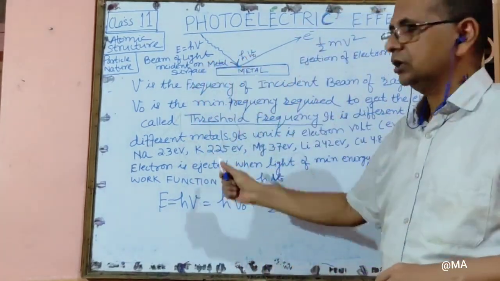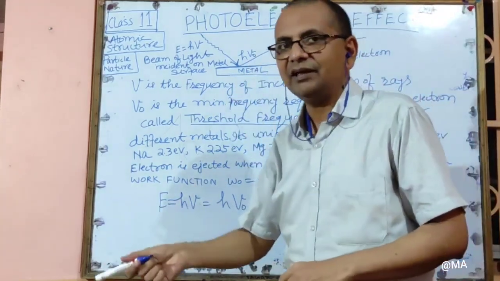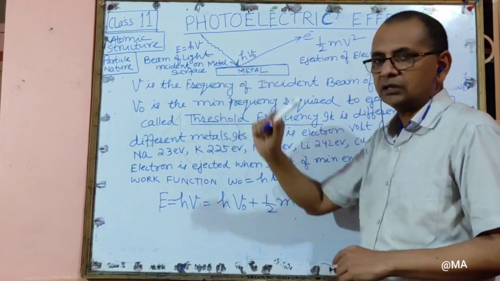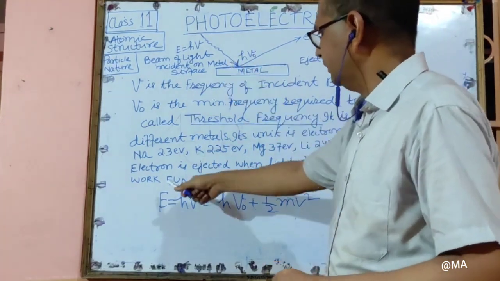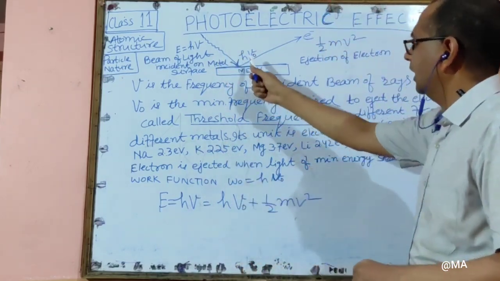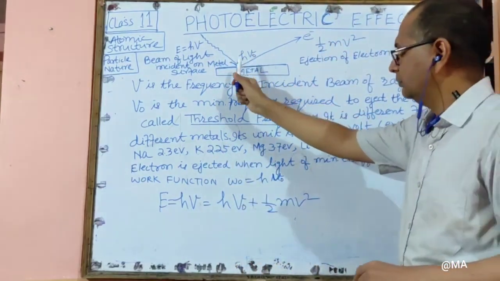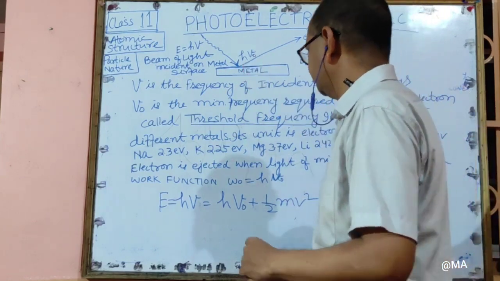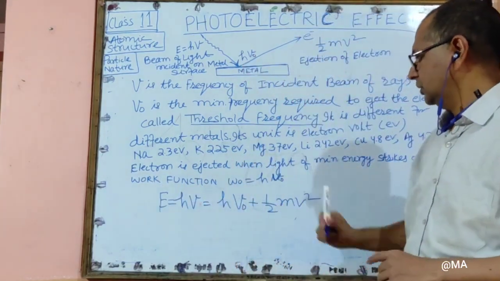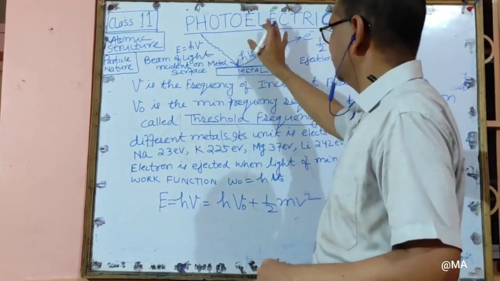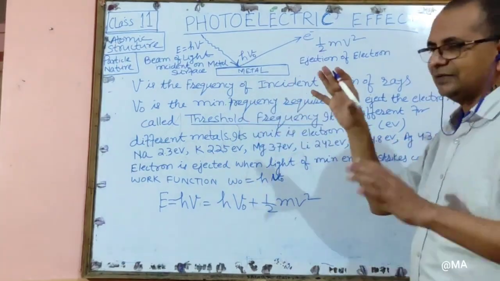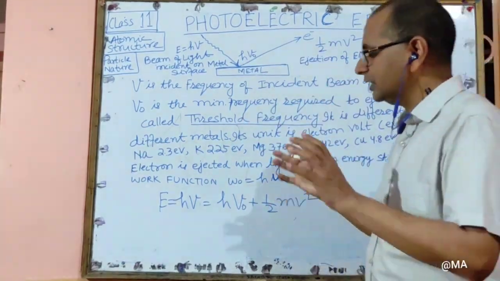So h nu naught corresponds to the minimum frequency, that is, the threshold frequency of light, and the work function is denoted by W naught. So W naught is equal to h nu naught. This is when the beam of light falling on the metal surface gets that minimum energy, the work function.